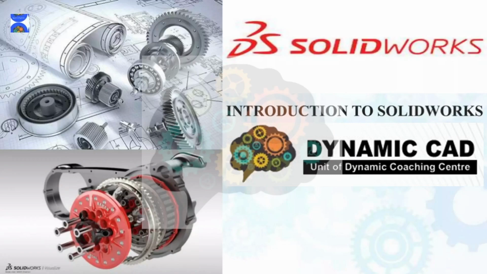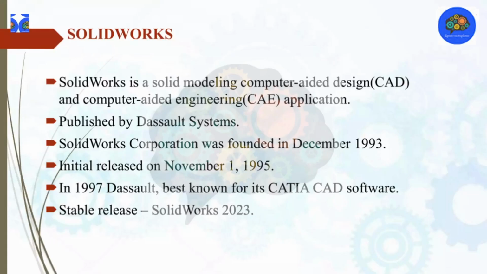So today we are going to see what the purpose of SolidWorks software is. For that, we are first going to see the origin of the SolidWorks software. SolidWorks is a solid modeling software, or else it is called computer-aided designing software. It can also be used for computer-aided engineering analysis. It is published by Dassault Systems.